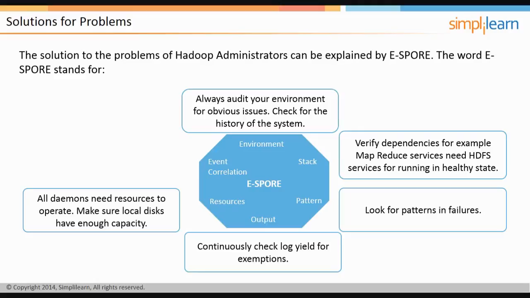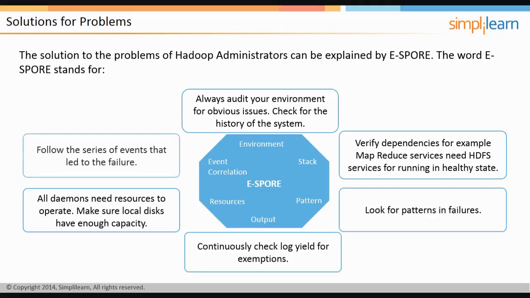When none of these steps reveal anything interesting, look for event correlation. That is, follow the series of events that led to the failure, which usually involves inter-machine, inter-process event correlation. In the next screen, we will understand the steps for adding nodes.